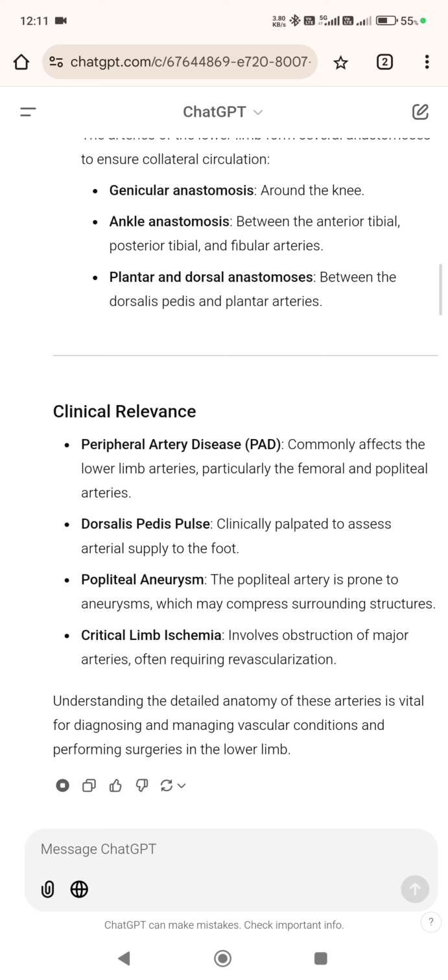Critical limb ischemia involves obstruction of major arteries, often requiring revascularization. Understanding the detailed anatomy of these arteries is vital for diagnosing and managing vascular conditions and performing surgeries in the lower limb.